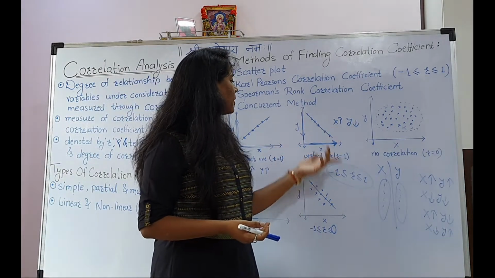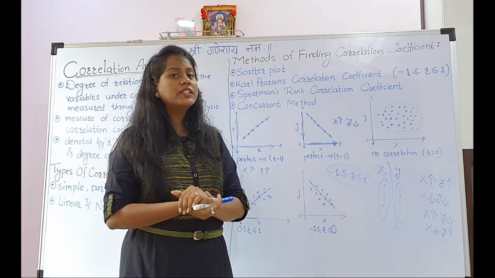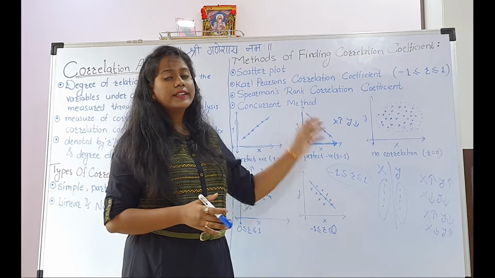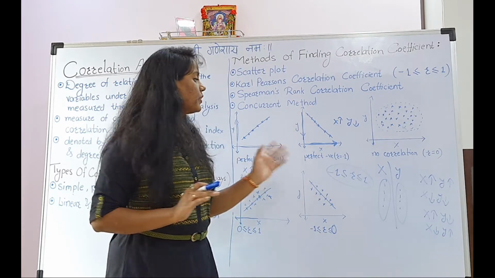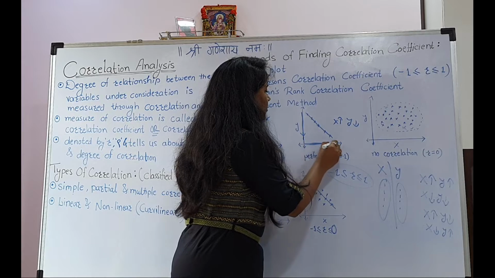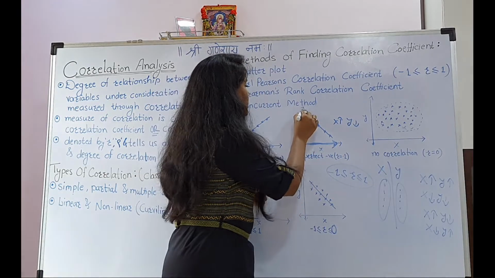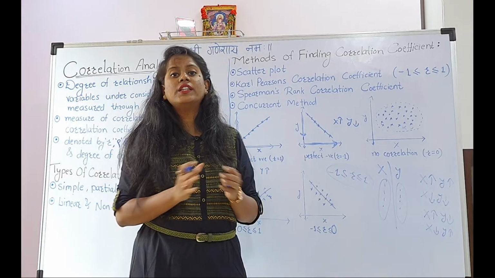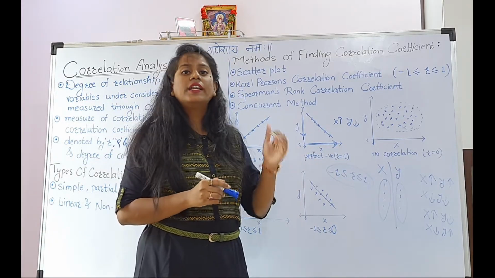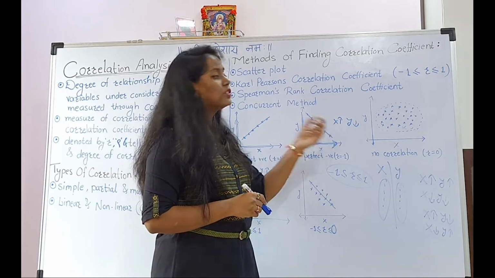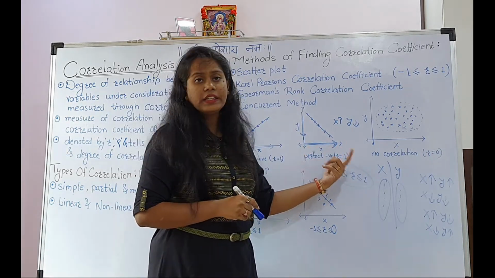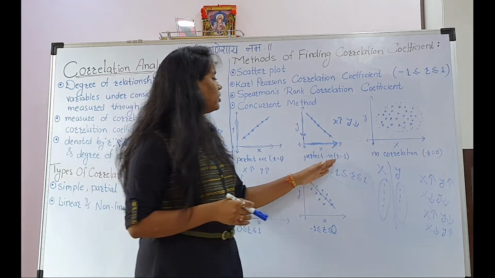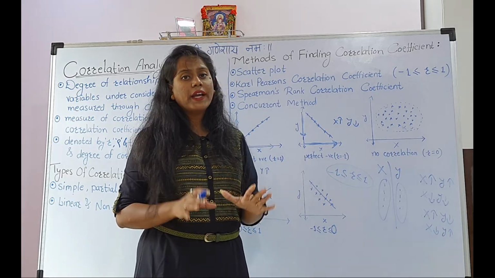Now the second is perfectly negative. Perfectly negative means, first of all, they are lying on a straight line. There is no scatteredness in the data. That means they are perfectly related. Now here we can see the value of x is increasing, so the value of y is decreasing. That means they are moving in the opposite direction. So it is a negative correlation, and as there is no scatteredness, it is perfectly negative. When we get a perfectly negative correlation, the value of r is exactly equal to -1.